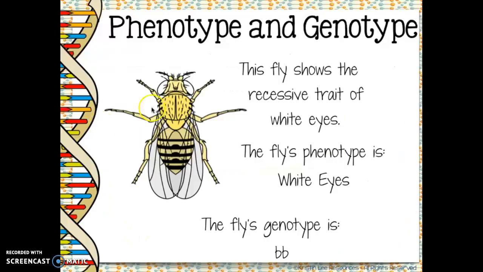So for example, when we're looking at this fly, the recessive trait is white eyes. So this fly, or this bee, has the recessive trait of white eyes. That means its phenotype, its physical trait, is white eyes, whereas the genotype is 2 lowercase b's. Again, it's 2 lowercase because it is the recessive trait.